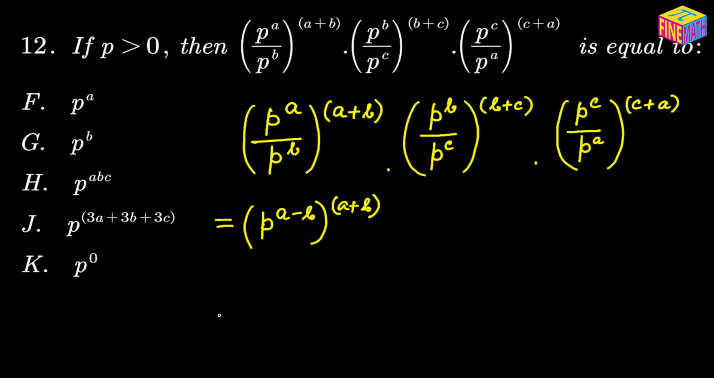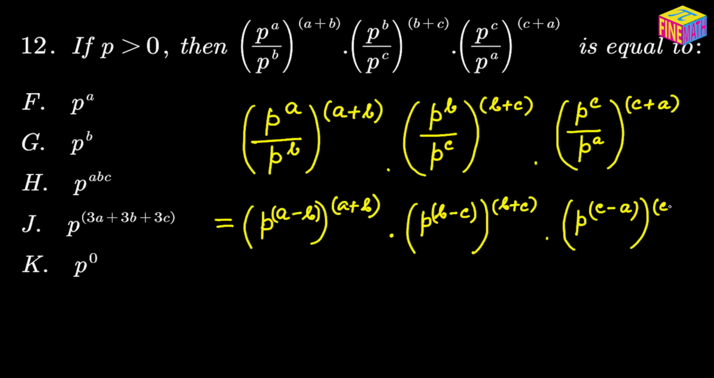And why did I write it like this? Because we know the property of exponents: if we have a to the power m divided by a to the power n, that becomes a to the power m minus n, and that's the property that I have used here. Where we had p to the power a over p to the power b, I have written that as p to the power a minus b. And then similarly for the second term we can write it as p to the power b minus c, and then we have a whole power b plus c. And for the third term also we can do the similar thing. We can say this must be p to the power c minus a, and then of course whole power c plus a.